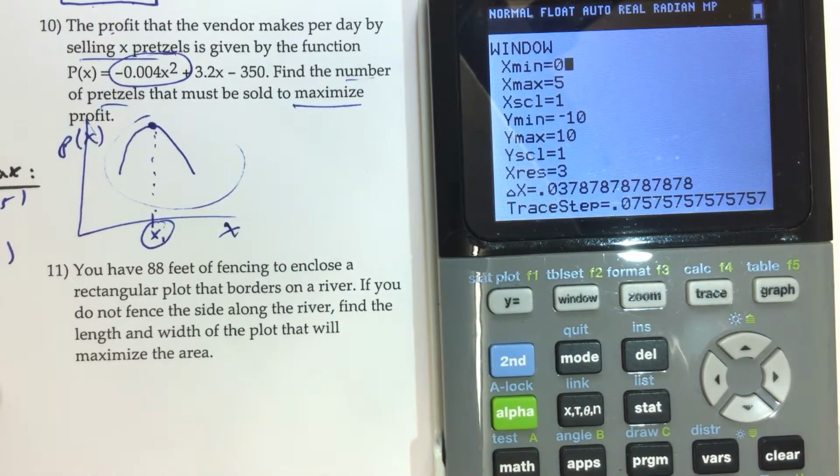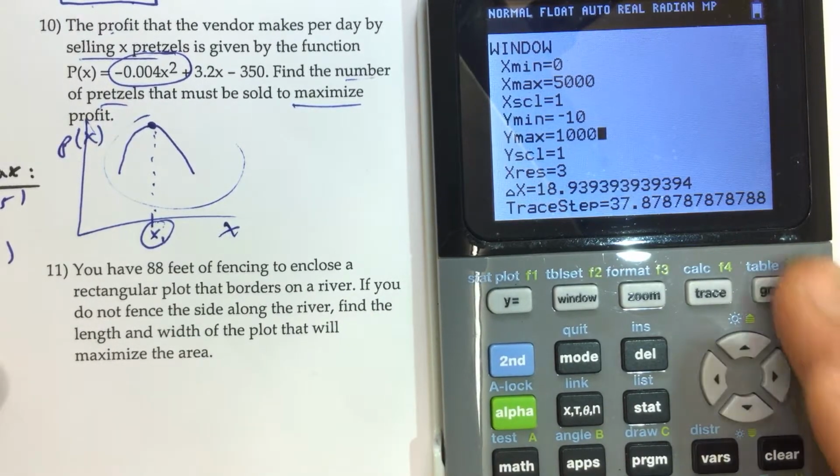You can't sell less than 0 pretzels. We don't know how many pretzels we're going to sell, but sometimes these are like 5,000. Maybe that's too much. For y min, the profit, I guess we could have a negative number, but if we were to just type in 100 pretzels we'd get a certain number. I really don't know what to put for the y min or the max, so I'm just going to put in 1,000. Let's see, x res 3.